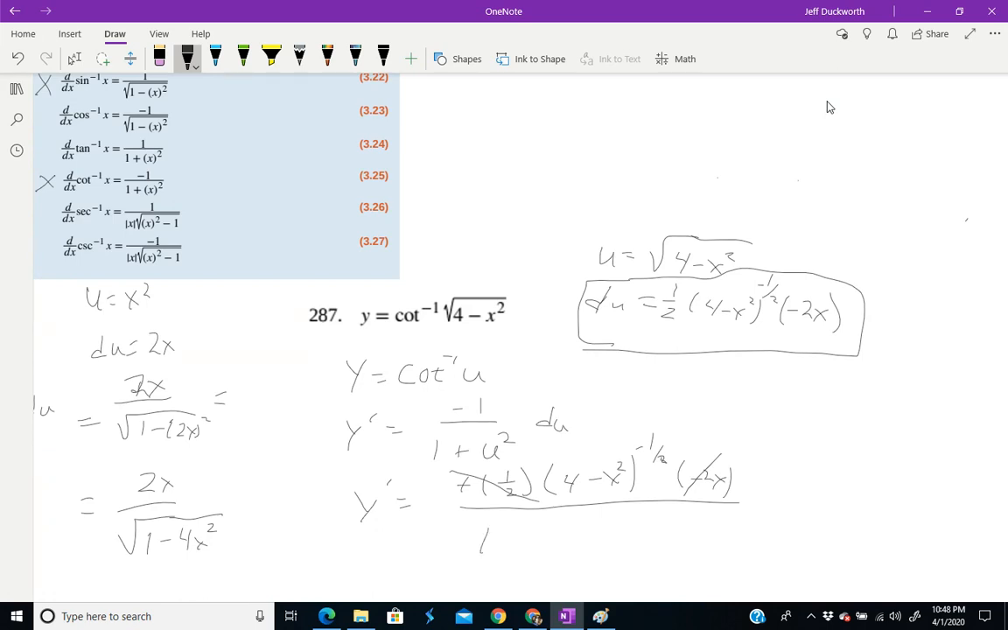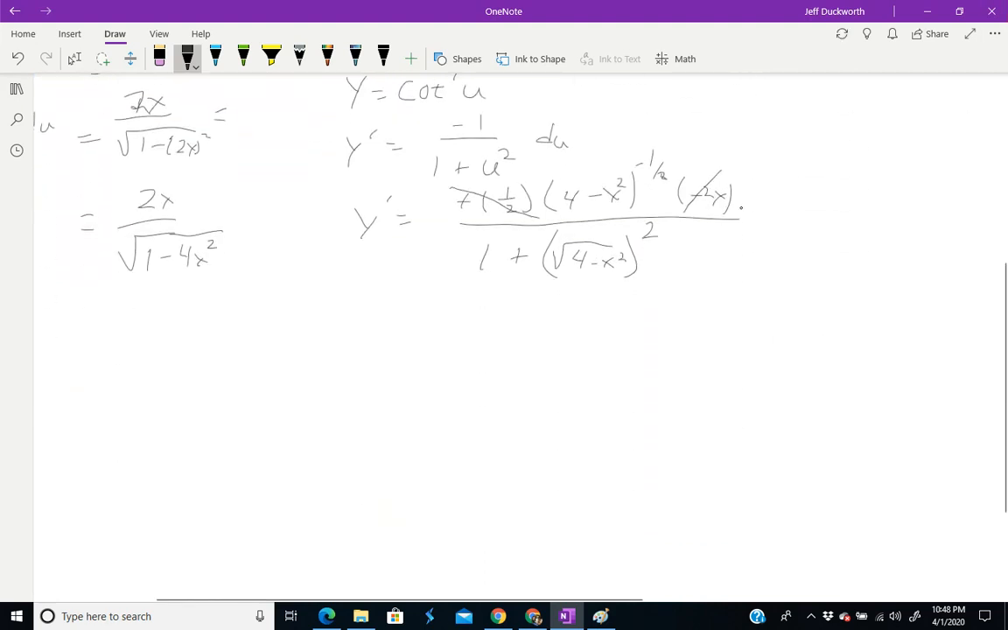But then we have 1 plus our entire u squared. So we have the square root of 4 minus x squared, all squared. All right. So now a little bit of cleanup. We'll leave nothing in the numerator except for the 1. Our 4 minus x squared to the negative 1/2 is really the square root of 4 minus x squared in the denominator. And then we have 1 plus, well, the square root squared is just the values, so that's going to be 4 minus x squared.